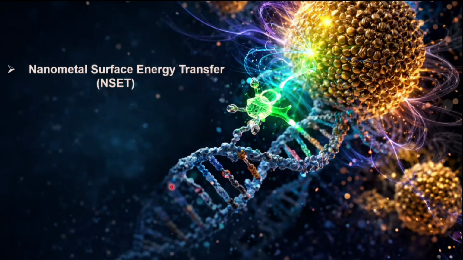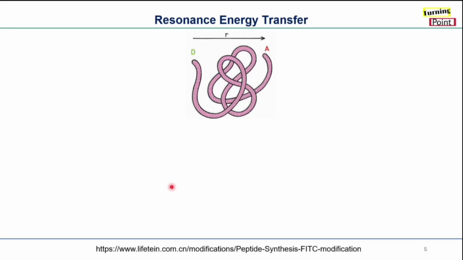Before going into detail about nanosurface energy transfer, it is conceptually similar to resonance energy transfer, so it is better to understand what resonance energy transfer is. Resonance energy transfer is also known as Förster resonance energy transfer, FRET. It is a non-radiative process in which the excited donor molecule transfers its energy to the acceptor molecule through dipole-dipole coupling without emitting a photon. For this process to occur efficiently, the donor and acceptor molecules must be in very close proximity, typically in the range of 1 to 10 nanometers.